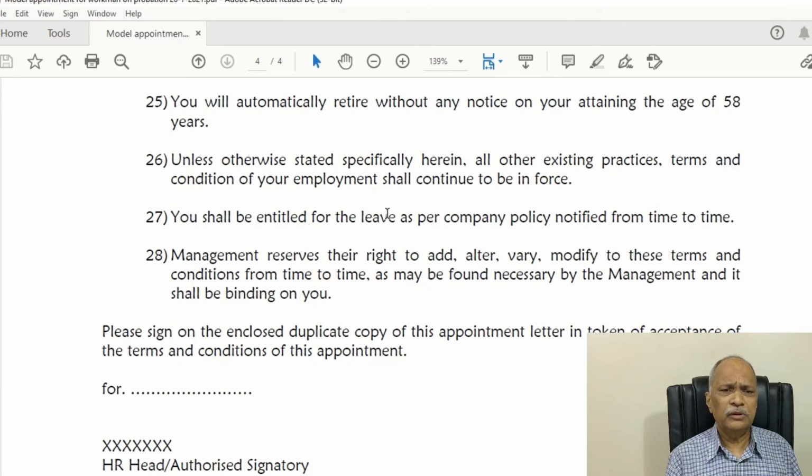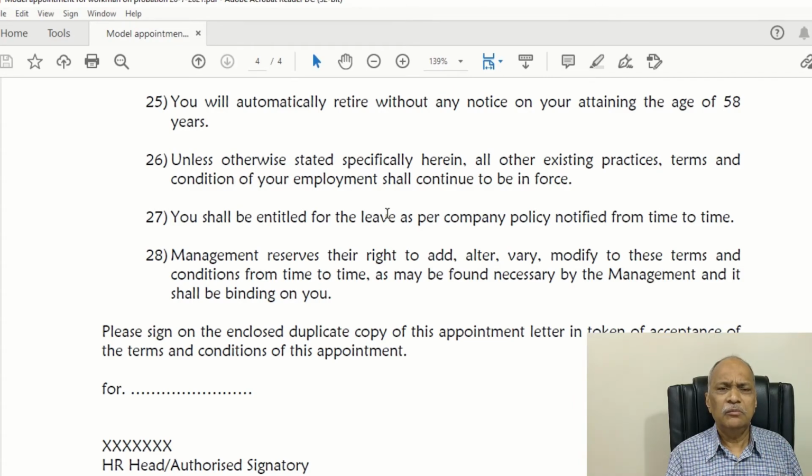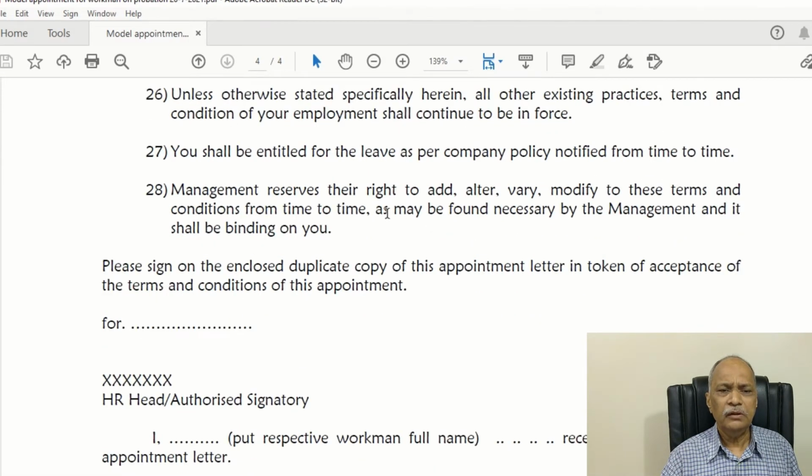It is also important to mention in the appointment letter that all existing practices, terms and conditions of the employment must be continued, because most of the common practices and rules and regulations are applicable to other workmen also. We had discussed about 3 types of leaves: earned leave, which is called privilege leave, casual leave and sick leave. Company has to mention the entitlement process in their policy and brief the respective workman.